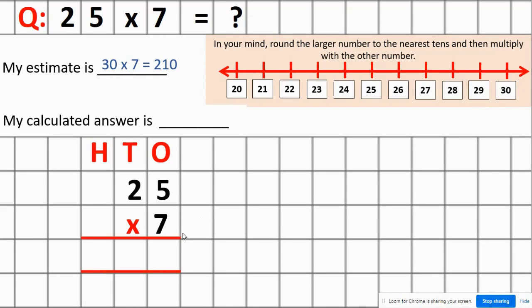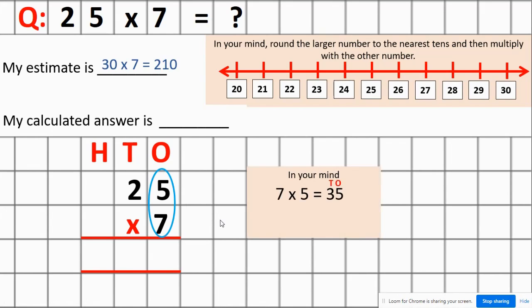So we begin with 7 times 5. In our mind, we have to do the calculation. We get the answer as 35. So we write it here. 3 we have written in the tens place because here it is in the tens place. And 5 we have written in the ones place because here it is in the ones place.